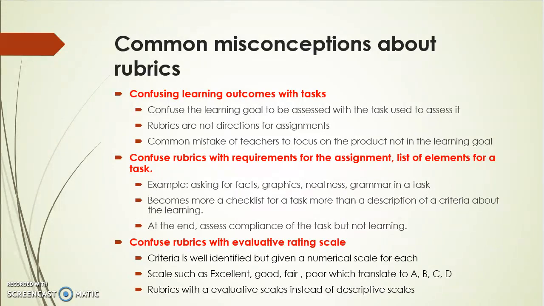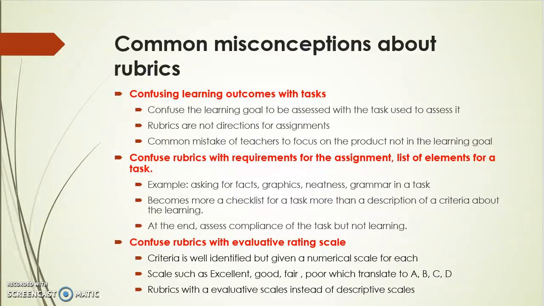There are some common misconceptions about rubrics, and we can classify them in three main ones. One is confusing learning outcome with task. When you confuse the learning goal to be assessed with the task used to assess it, I mean, that is one of the biggest problems of rubrics. Okay, rubrics are not directions for assignments. And this is a common mistake that we all teachers make, and that we focus on the process, on the product, not on the learning goal.